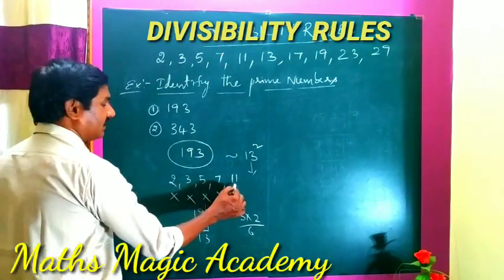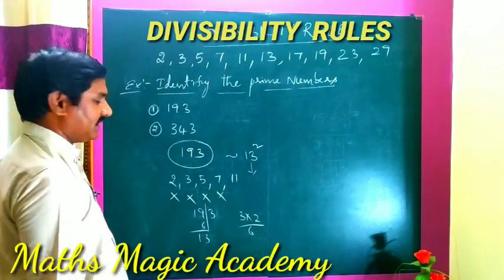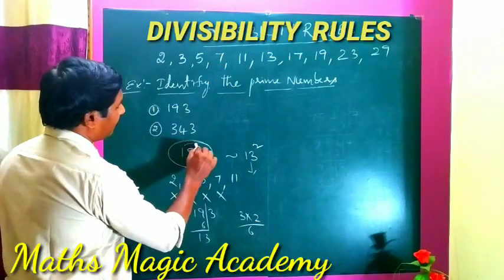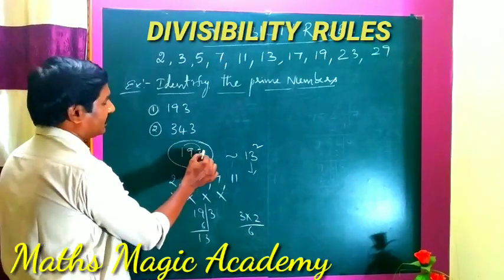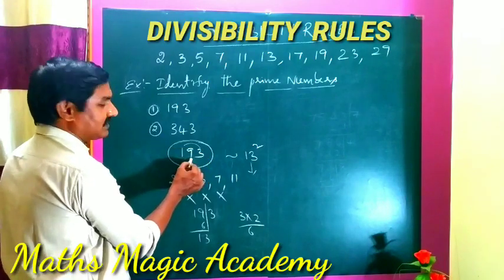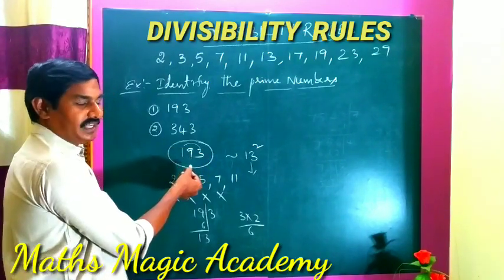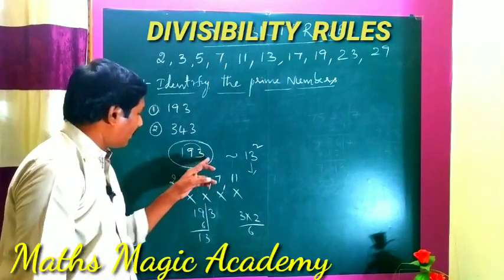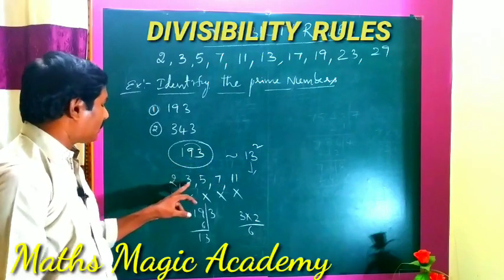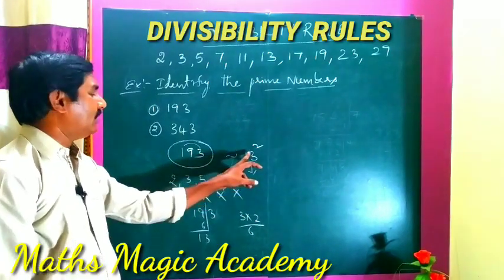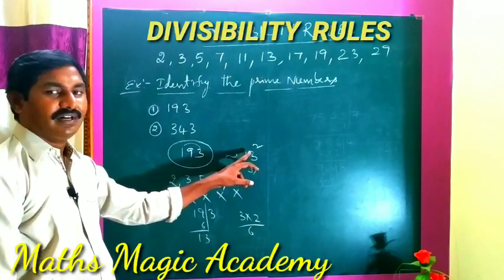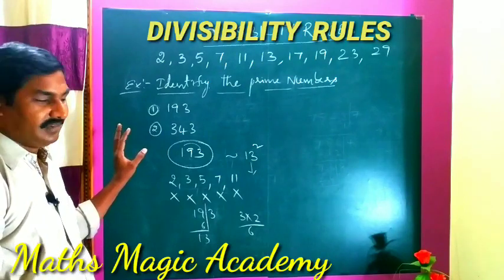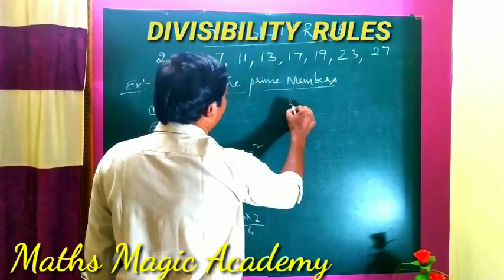And last we take 11. Very simple. If it is a 3-digit number, we can check the divisibility rule of 11 very easily. The sum of the first and last digits equals the middle digit. 1 plus 3 is 4, but the middle digit is 9. That means 4 is not equal to 9. So this number is not divisible by 11. This 193 is not divisible by 2, 3, 5, 7, 11, which are the prime numbers below 13. So this number is a prime number. Understood? Like that we can check now.